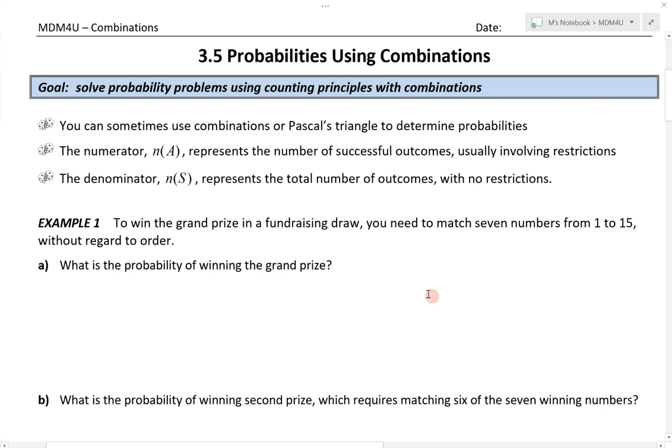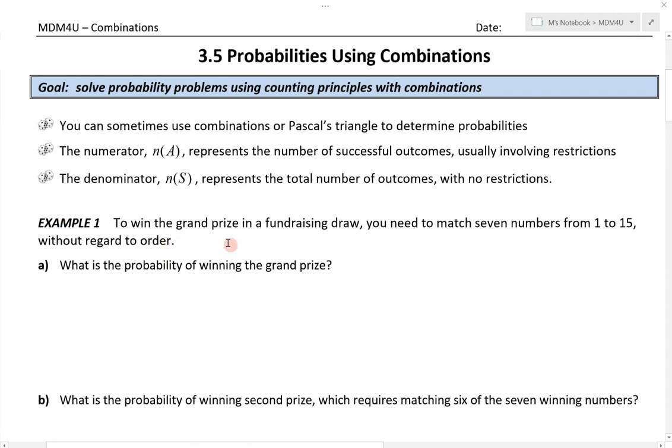So in this video, I'm going to take what we have learned about probabilities and what we've learned about counting using combinations and combine them to help us solve some probability problems. Just as a reminder, when we solve for any probability, we're usually taking the number of successful outcomes, which expresses n of A, and dividing it by the total number of outcomes, which is n of S. So let's look at a few examples, starting with example 1.